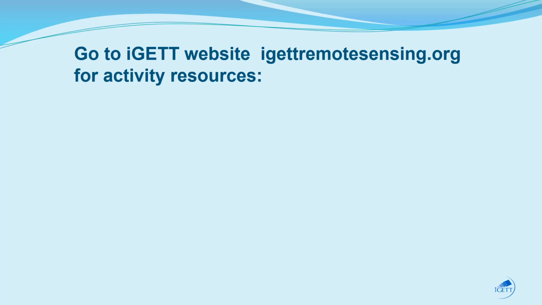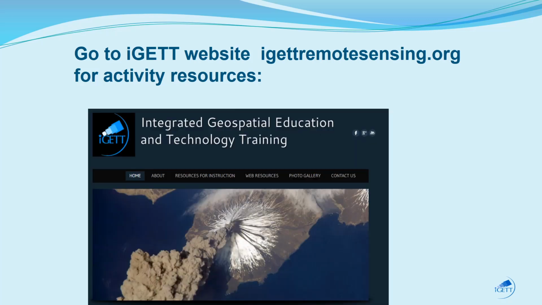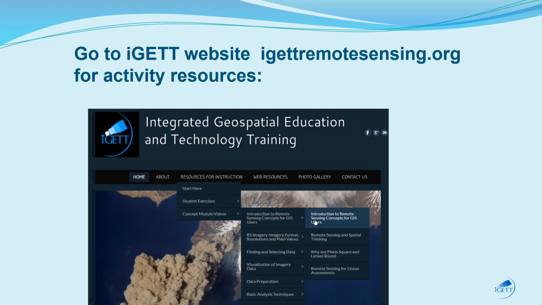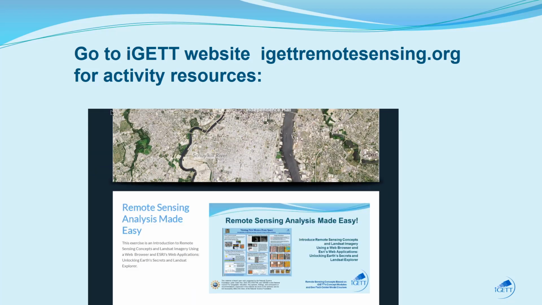So go to the website. Again, it's iGETTRemoteSensing.org, and it's for all the activities and resources. Just click on the URL, go to resources for instruction, and download all of the items that are there.